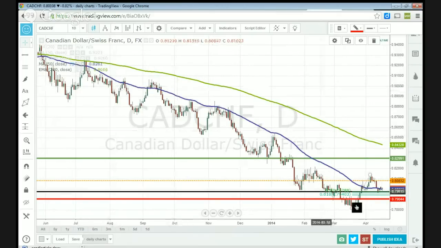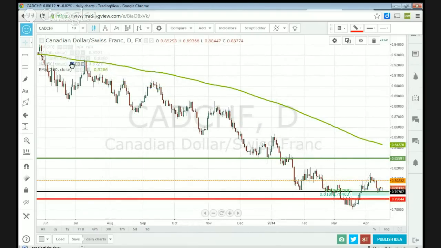My stop is at 79.04. So what's that? 63 pips, right? No, 79.76, I'm sorry. 79.76, 79.04 is where my stop is. So that is 72 pips that I'll be risking. And my target is at 82.99, which is this resistance level up here. That gives me a reward risk of greater than 3 to 1.